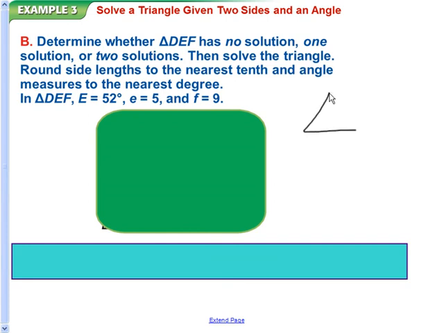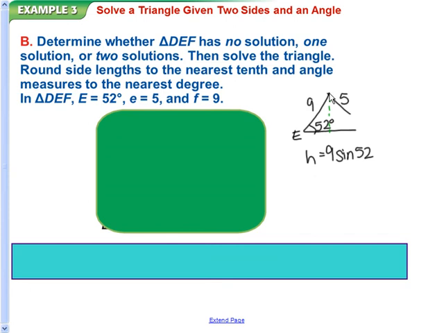Angle E is 52. E is going to hang down over here at 5. F is going to be the other number. We always put that there. So how does this compare to the height? Well, we do 9 sine of 52, and that's going to equal the height. And the height is this dotted line right there.